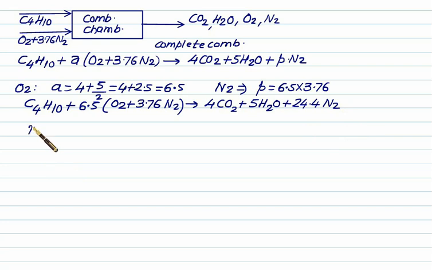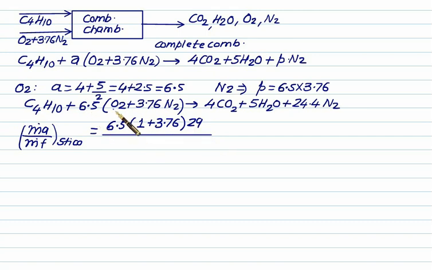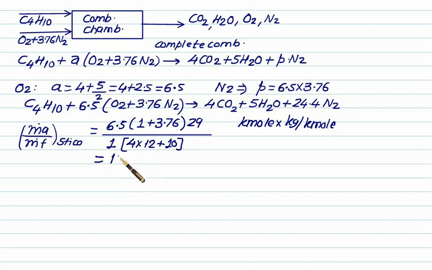We want to calculate here the theoretical air fuel ratio. So we have mass of air upon mass of fuel, stoichiometric, which will be the mass of air. Mass of air you can calculate from here. So we have 6.5 multiplied by 1 mole of oxygen plus 3.76 moles of nitrogen, multiplied by the molecular mass of air, which is 29. Here 6.5 times 1 is the number of moles of oxygen, 3.76 the number of moles of nitrogen, and 29 is the relative molecular mass, so we have kilomole times kg per kilomole. We have one mole of butane. Carbon is 4, so we have 4 into 12, hydrogen is 10. From all this we get the theoretical air fuel ratio 15.5.